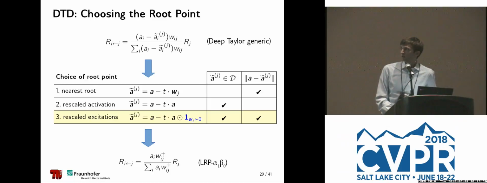Nearest root, on the other hand, might step out of the input domain. Here, if we consider ReLU layers, the input domain is the space of positive activations, and there might be a direction where the gradient is high, but where the activation is low, which means that suddenly, if you descend, you will step out of the input domain. So this rescaled activation actually satisfies both. It is, at the same time, staying in the input domain, but also reasonably close in terms of the activation pattern. So that gives some further motivation for this rule from the perspective of Taylor expansions.